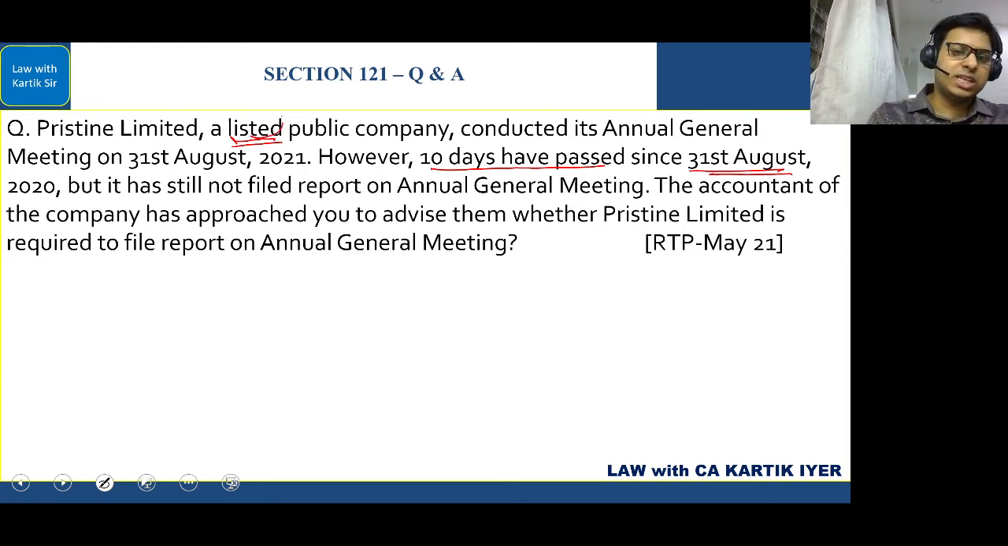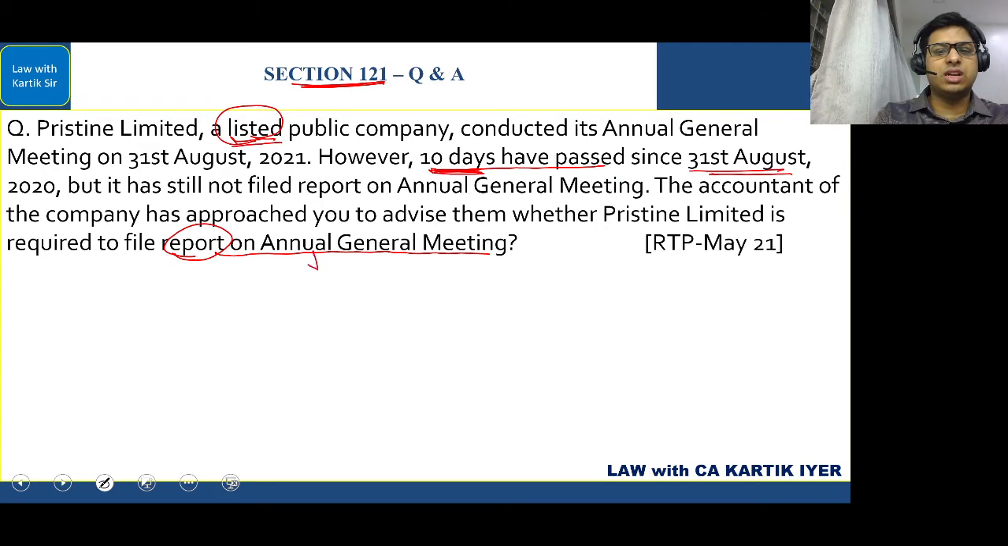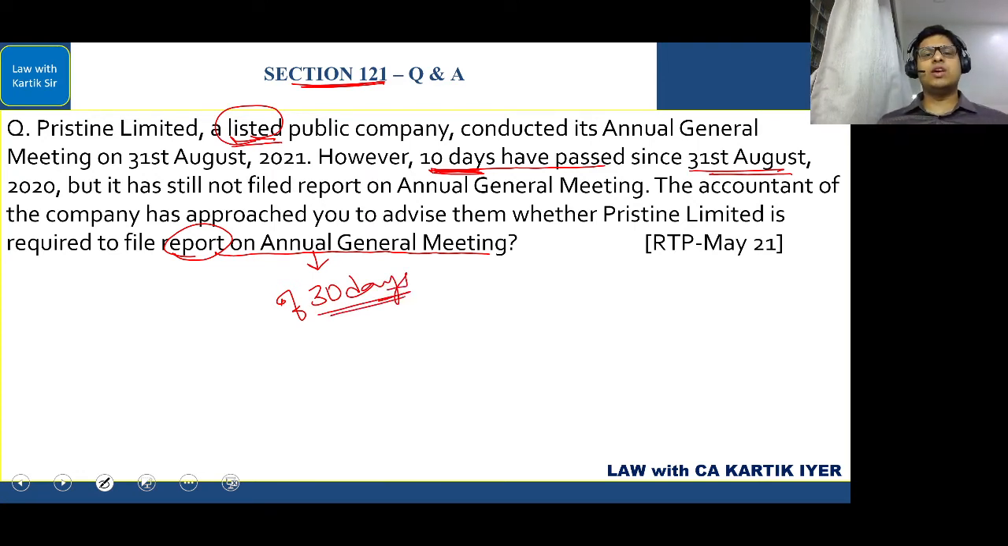First of all, because it is a listed company, section 121 says that yes, a report on AGM has to be filed by the company. But we need not worry because only 10 days have passed. The company still has time. That is, the company has 30 days from the date of the AGM. Within 30 days from the date of the AGM, they have to file the report on the AGM. But since only 10 days have passed, there's nothing to worry. In the next 20 days, they can do the needful.